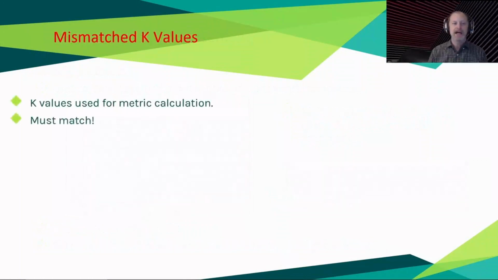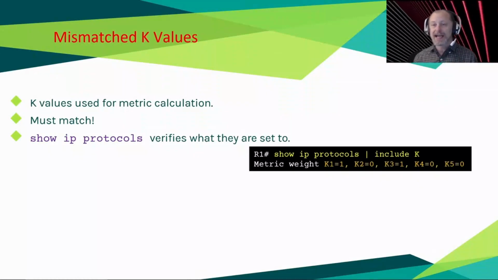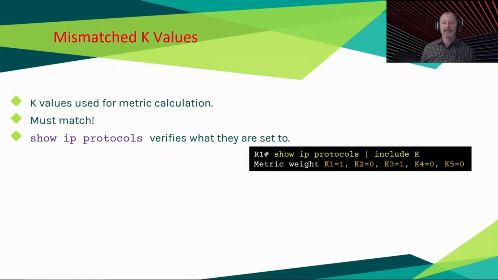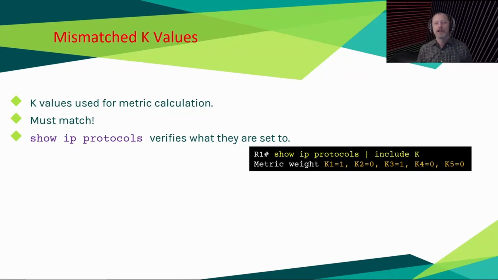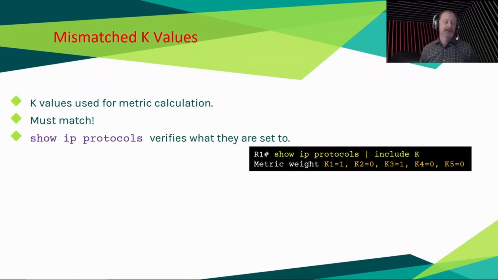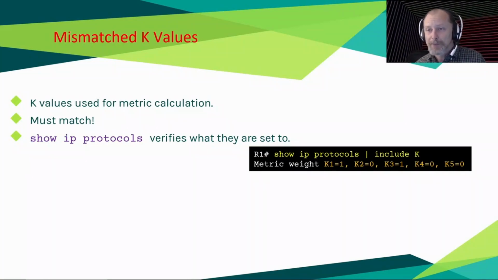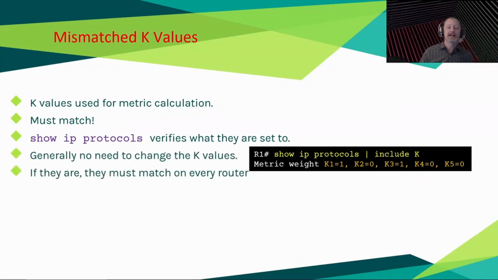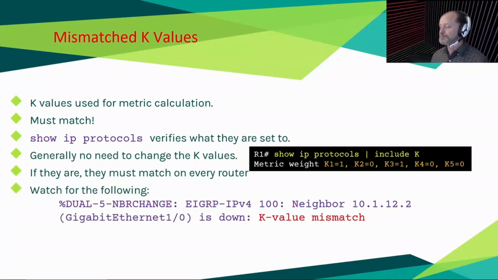K values, again, they must match. Each of these K numbers, these are 8-bit numbers. They're not binary. So by default, they're either 0 or 1, right? K1 and K3 are 1 and the others are 0. But they could be as high as 255. So you can imagine the crazy metrics that would generate. Okay, but they need to match on every router or you'll get a message that looks something like this.